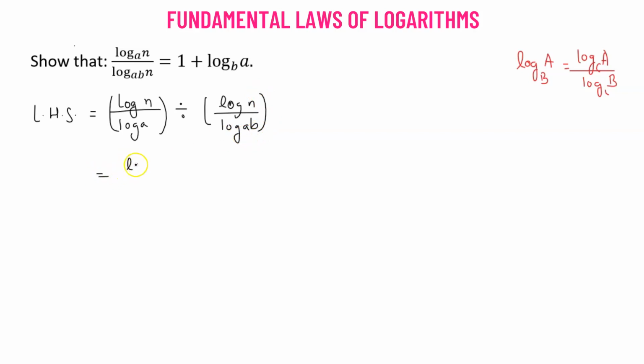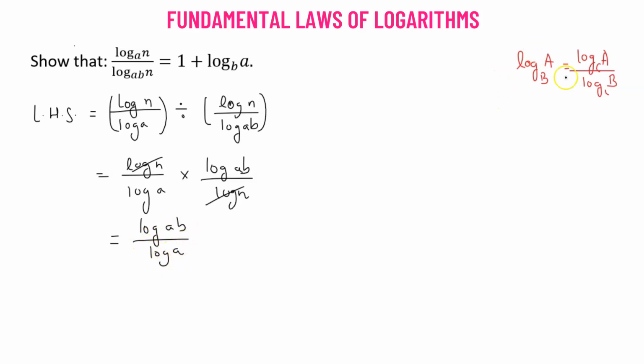Now we can multiply them, so this will give us log of n divided by log of a multiplied by log of ab divided by log of n. So here log of n and log of n will go away, so we have log of ab divided by log of a. We can again use this definition to rewrite it as log of ab with the base of a.